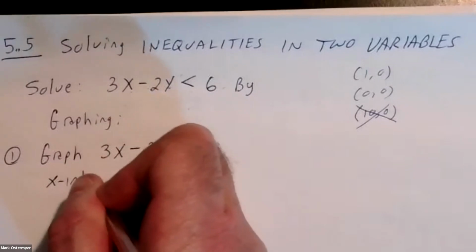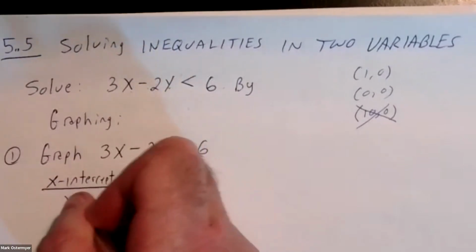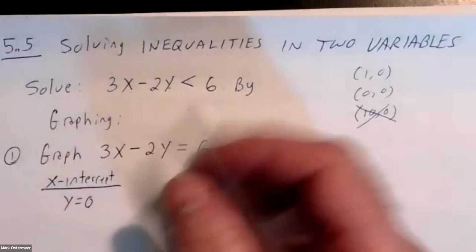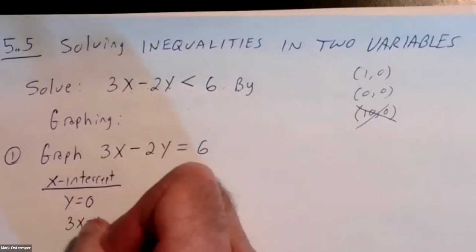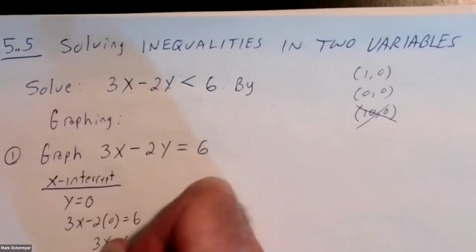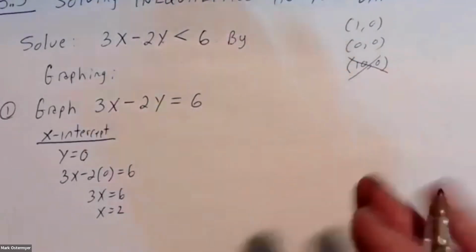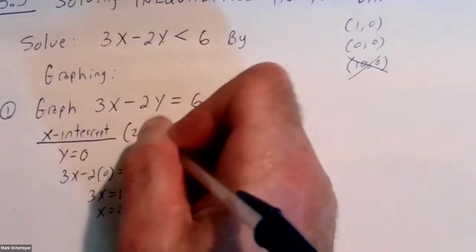So how do we find an x-intercept? We always set y equal to 0. Put 0 in for y. The equation collapses down into this. We can now solve for x, and we get x equals 2. Correct? So my x-intercept is 2, 0.